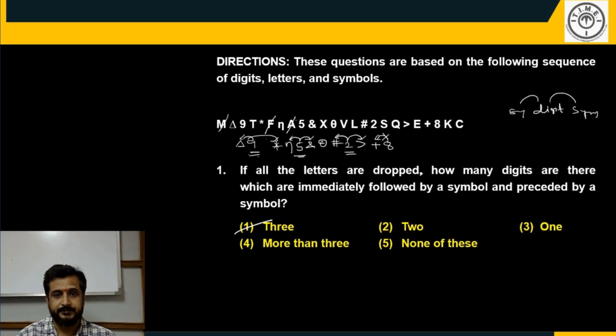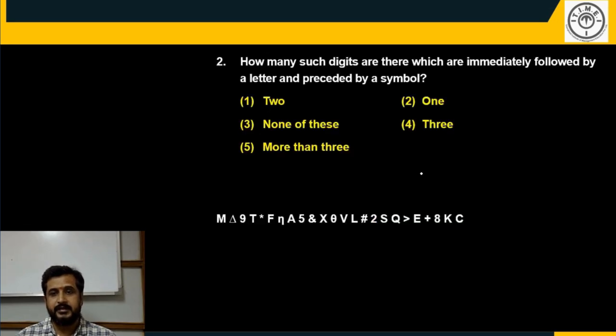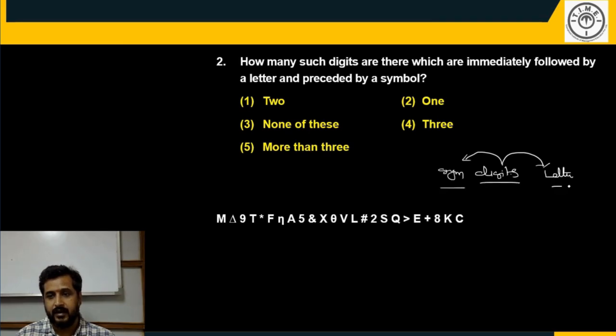Now move to the next question. How many such digits are there which are immediately followed by a letter and immediately preceded by a symbol? So what we are looking for is digits, immediately preceded by a symbol and immediately followed by a letter: symbol, digit, letter. So let's focus on the digits. First digit is 9. Preceded by a symbol? Yes. Followed by a letter? Yes. So 9 can be taken into consideration.